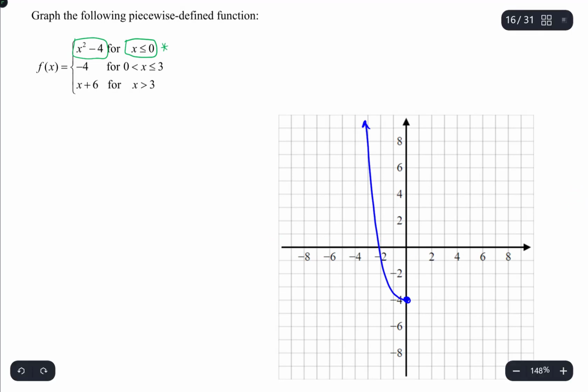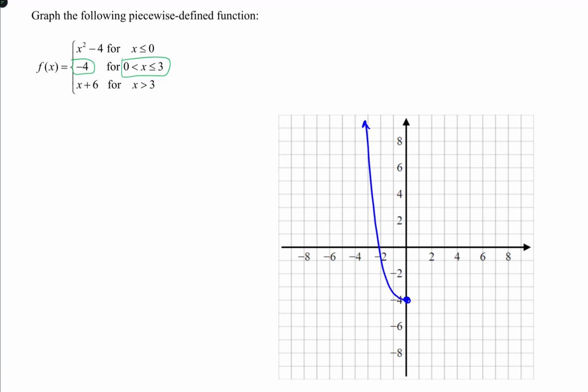All right, the next function is the constant function negative 4 between the values 0 and 3, where 0 is not included, but 3 is included. Now the constant function negative 4, that's just a horizontal line. And that's easy to do. Just draw a horizontal line between those values.